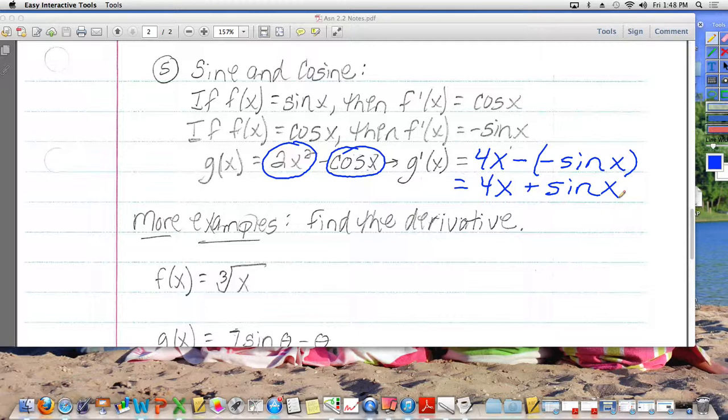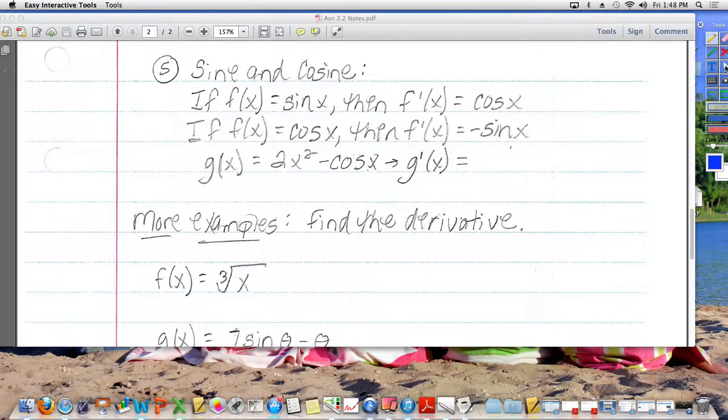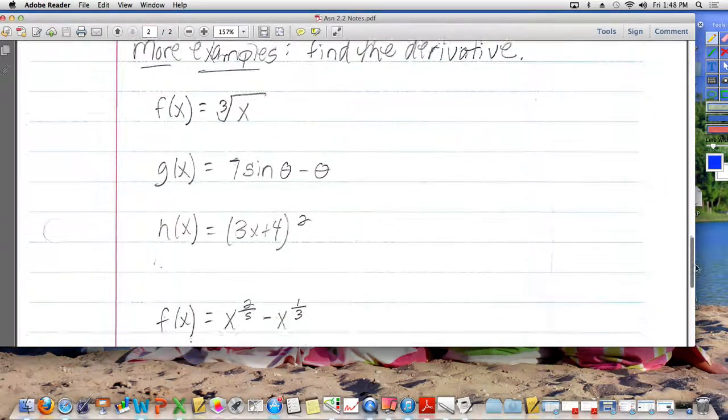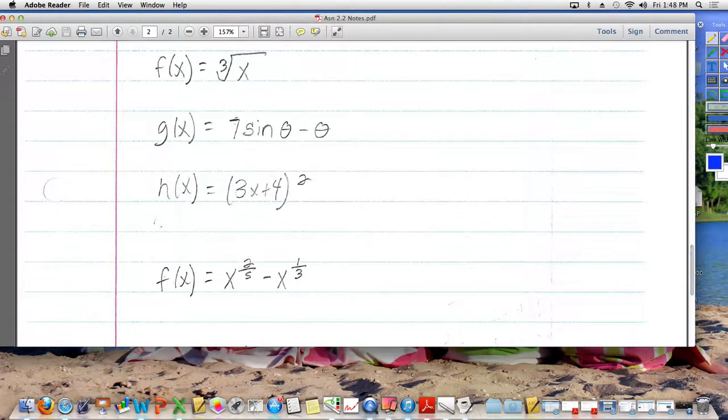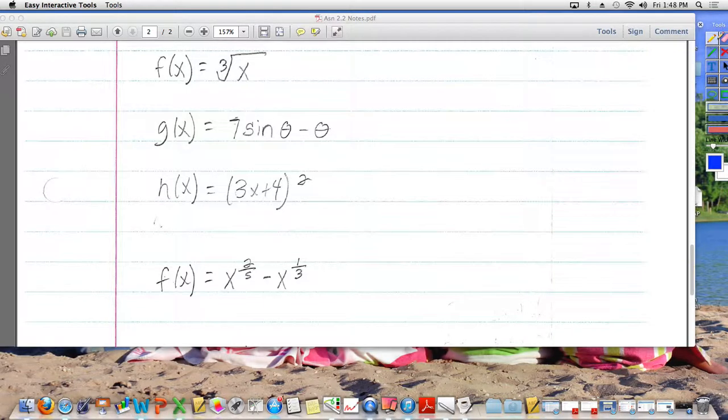All right, let's try this. A few more examples, and then I'm going to stop. F of x is equal to the cubed root of x. Rewrite it. The cubed root of x really means what? X to the 1/3 power.